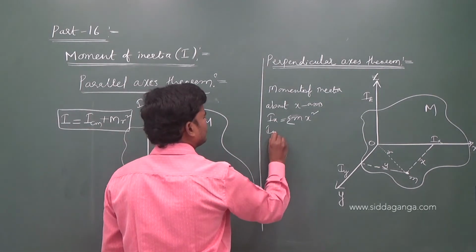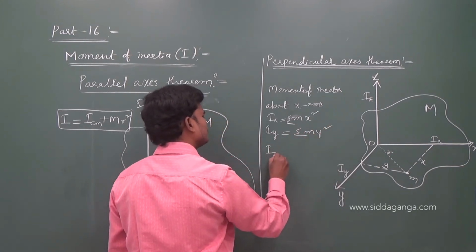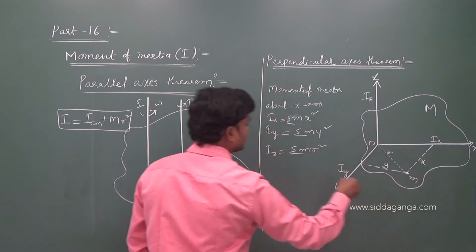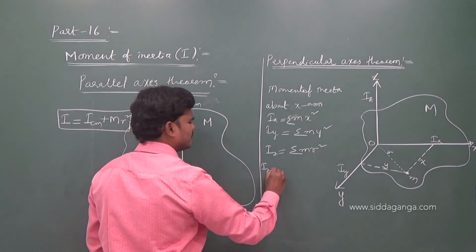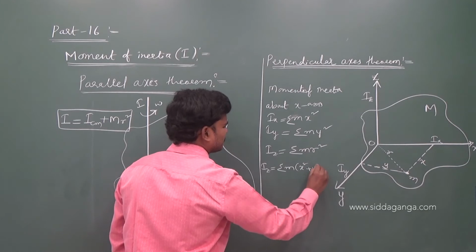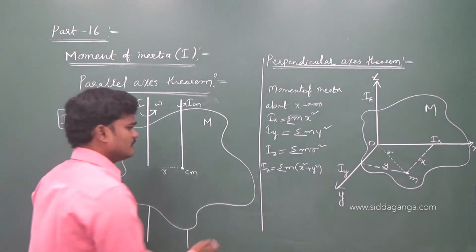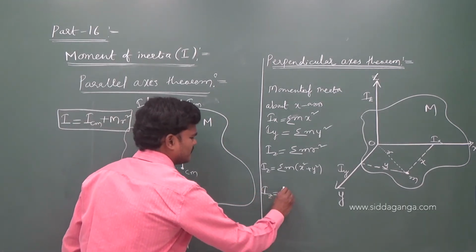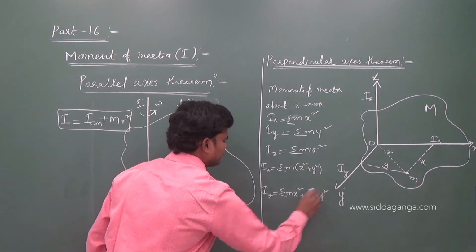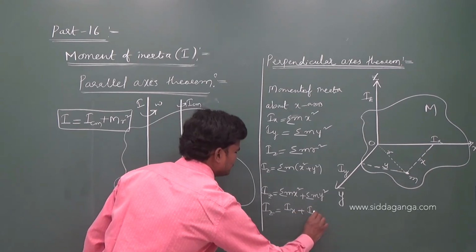Similarly, we can write Iy is the summation of my square. Iz is the summation of m r square. What is this r? R is nothing but the diagonal, root of x square plus y square. The root is cancelled because r square is there. So Iz is equivalent to the summation of mx square plus the summation of my square. Then Iz can be written as Ix plus Iy.